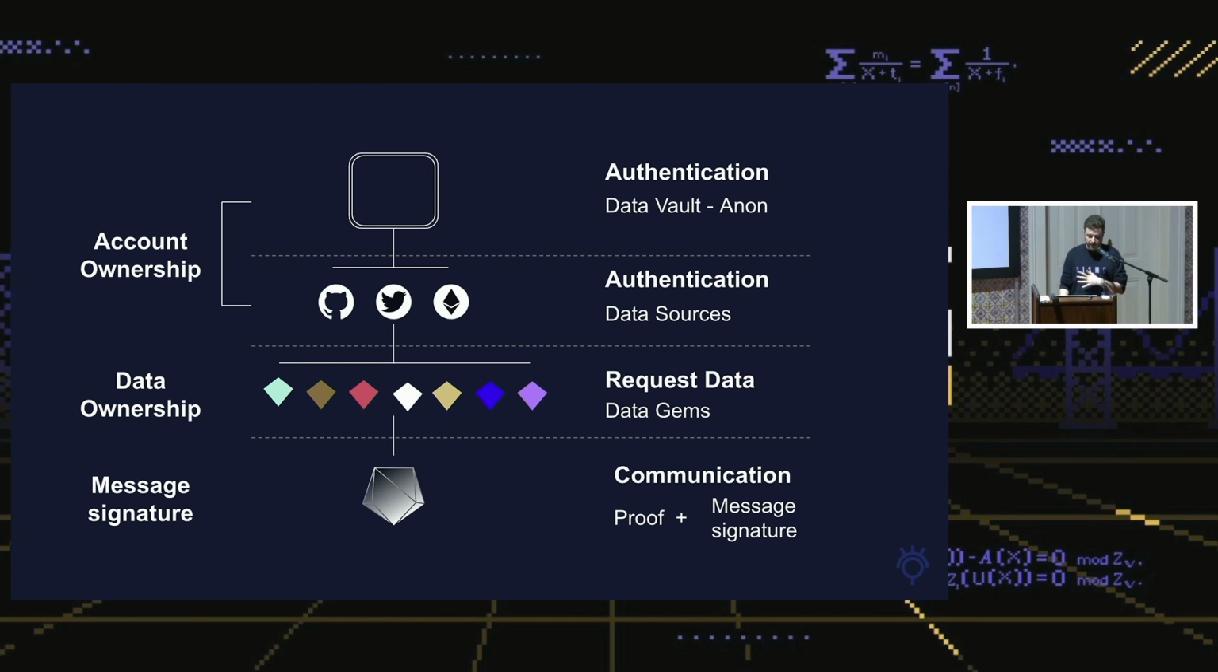And finally, the message signature: you can just sign a message inside your proof. So basically, it's an input which hashes this message. And then when you generate your authentication layer or your data request, you can bring with it some message. So you can say yes or no or whatever.